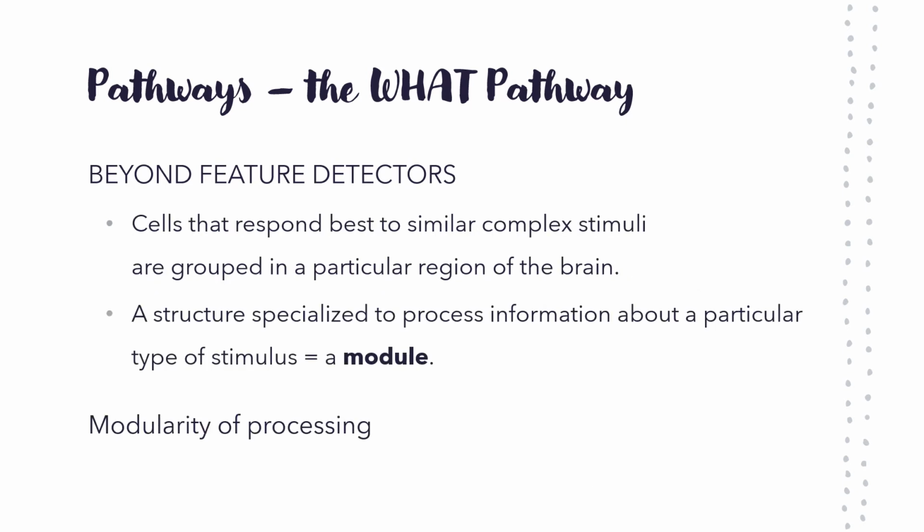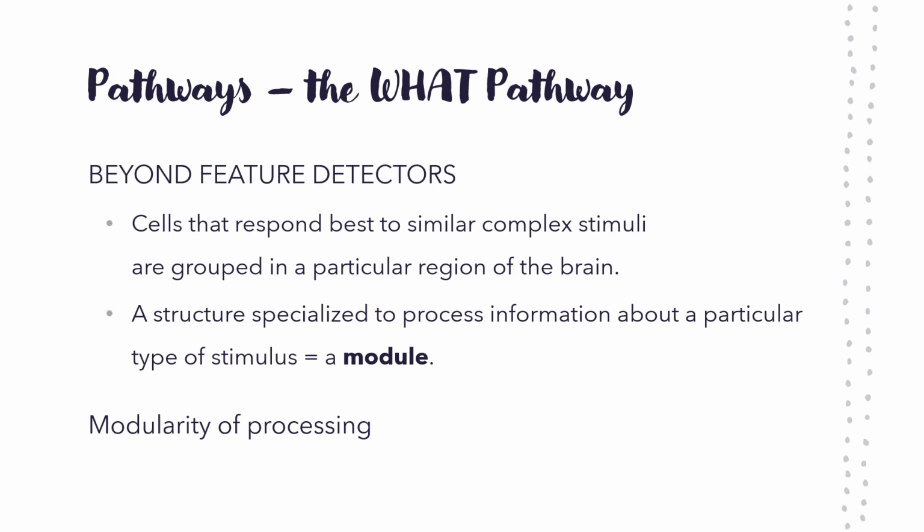So as we get into the temporal lobes of the brain, and we're doing in this what pathway, the cells are beyond feature detectors. They're responding to complex stimuli. And we have particular regions in the brain where those neurons are responding best to similar complex stimuli. And they call these structures that are specialized to process information about a particular type of stimulus a module.